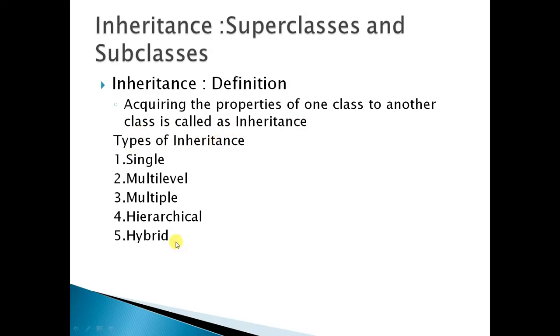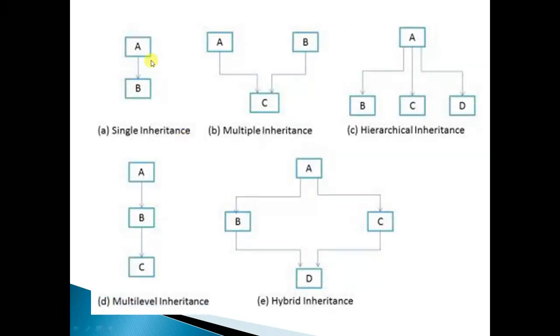There are different types of inheritance available: single inheritance, multi-level, multiple, hierarchical, and hybrid. One by one we have to study these types of inheritance. According to this diagram, single inheritance means there is one derived class and one base class or superclass. In multiple inheritance, there are more than two base classes, but in Java it is not possible to implement it directly, though there is one method to implement it. We will see that method, how to implement multiple inheritance in Java.